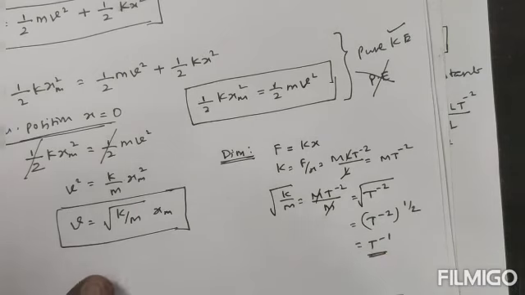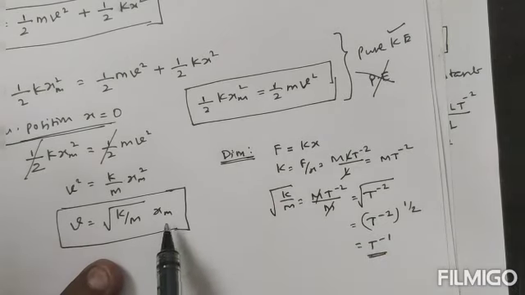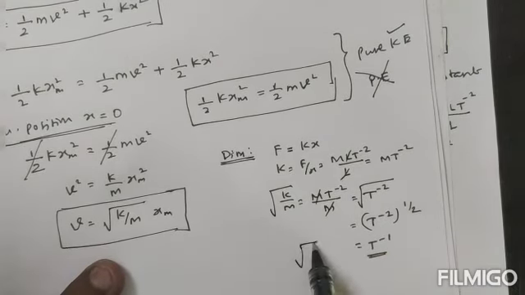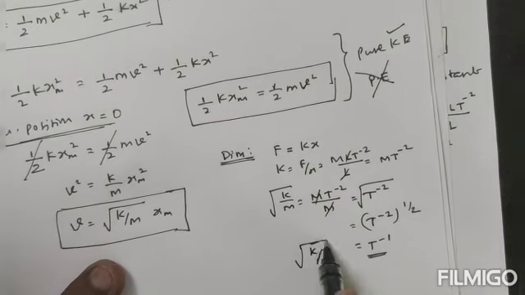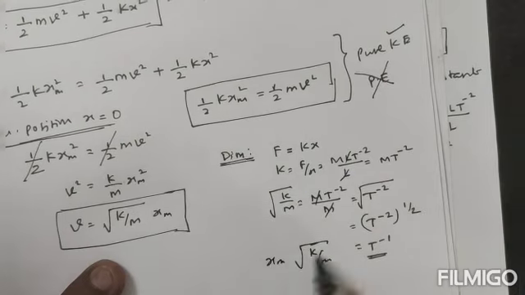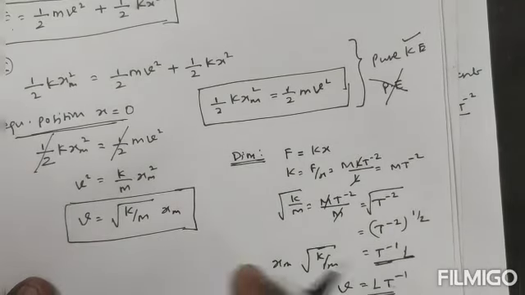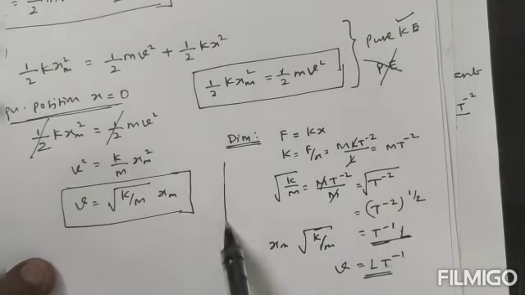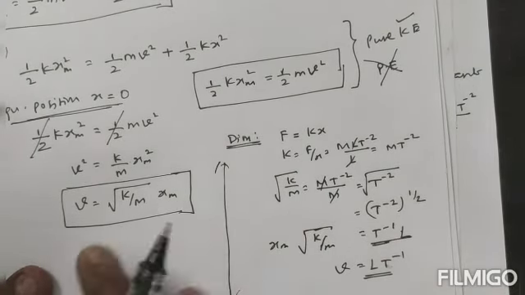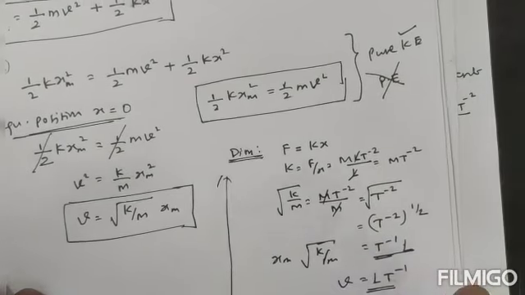Then next, into xm. Root of k by m is t power minus 1, and we multiply with xm. xm is nothing but meter, so that is a length. So finally I got l t minus 1. So l t minus 1 is nothing but what? Velocity. So this equation we proved by using the dimension formula. This is the velocity. Okay.